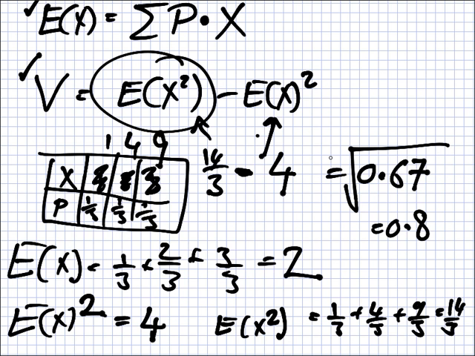The value of 0.8 isn't surprising because these numbers are only 1 unit apart: 1, 2, 3. So you could have guessed roughly 1 at the beginning. Roughly speaking.